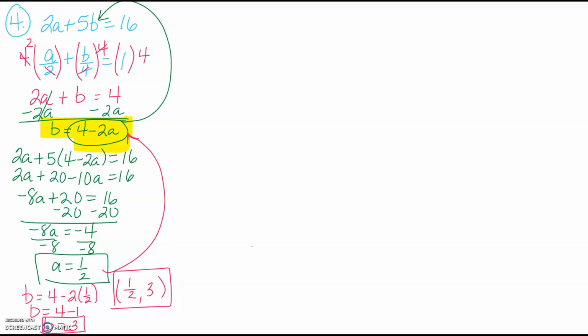2 more, and then you're going to practice 2 on your own. Number 5. These are a little bit different because they're fractions. So I have 3p minus q over 4 equals p plus 1. My next equation is 5p plus q over 2 equals p.